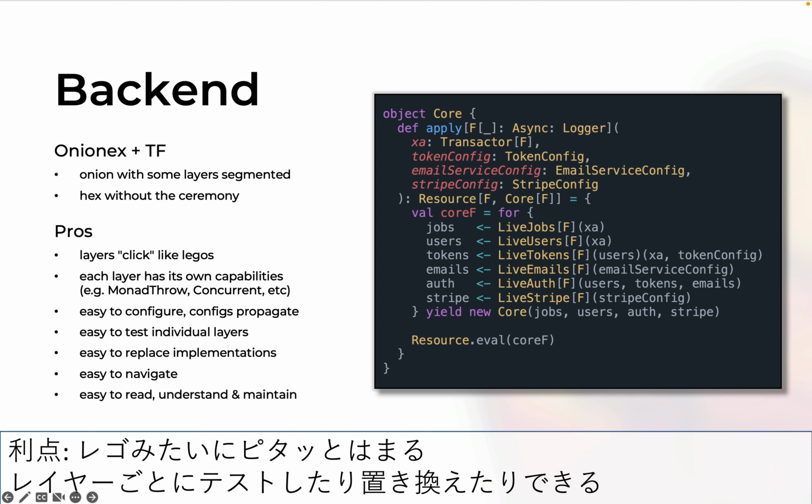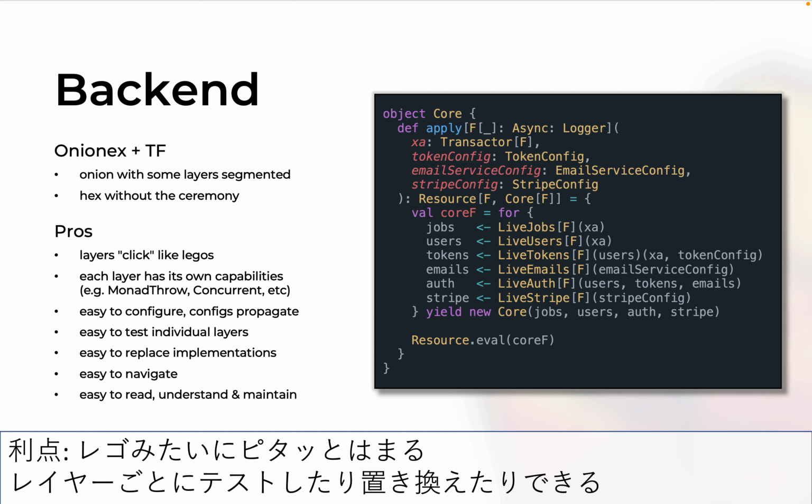Now, the advantage of using this Onion architecture with tagless final is that all the layers of our application just click like Lego pieces. If you take a look at the snippet on the right-hand side, this is the code that I use in the real application to instantiate the big core module of the backend that I later use to create the HTTP API. So if you take a look at the for comprehension, it's super clear what we instantiate at what time and how we build the pieces together. So we instantiate the jobs module, the users module, the tokens module, the emails module, the authentication module, and the payments module via Stripe, and then we instantiate the core module by just sticking all of these together.